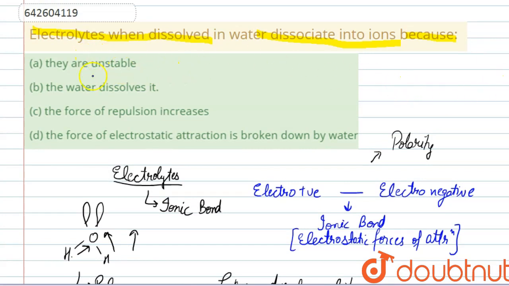Now if we check the options, the first is they are unstable. This is incorrect. The water dissolves in it. This is also incorrect. Force of repulsion increases. This is opposite to that, because the force of attraction is decreased. Fourth option is the force of electrostatic attraction is broken by water. This is correct because the force is broken by the hydration enthalpy.